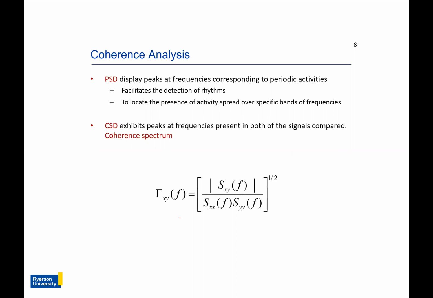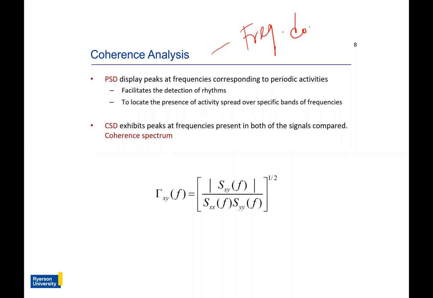Coherence analysis is more a frequency domain analysis, not in the time domain. And it's pretty straightforward. What we do here is compute what's called the power spectral density. Power spectral density is nothing but the Fourier transform of the autocorrelation function. So if you have the autocorrelation function, you do the Fourier transform of the ACF, then you get the power spectral density. If you have the cross correlation function and you do a Fourier transform of that, you get the cross spectral density, CSD.